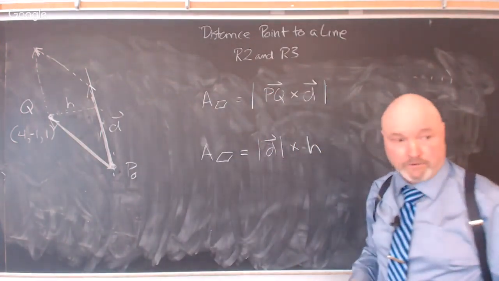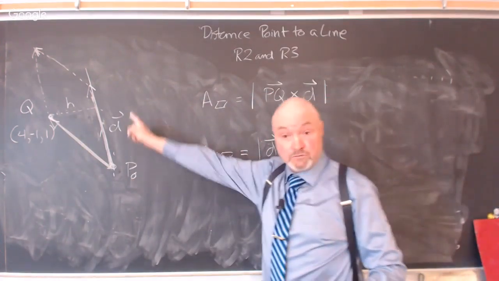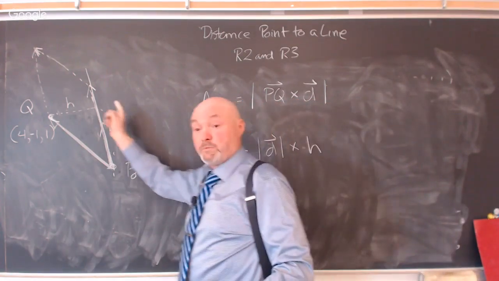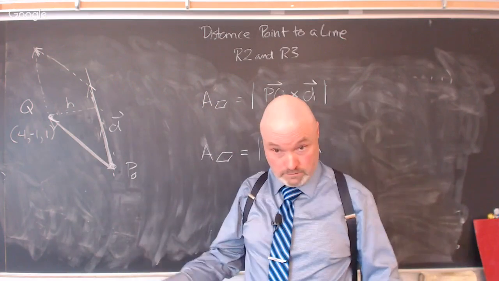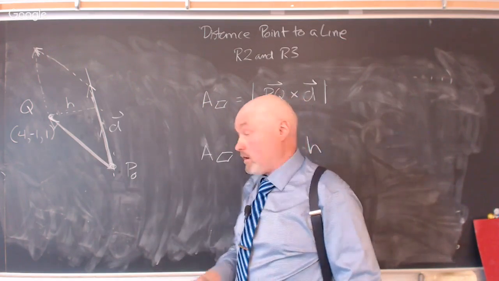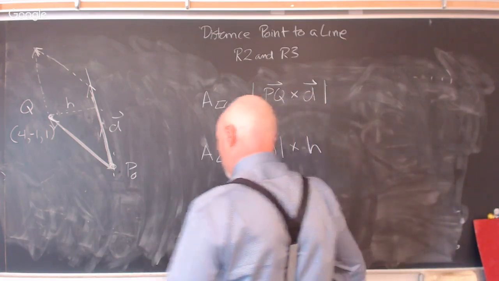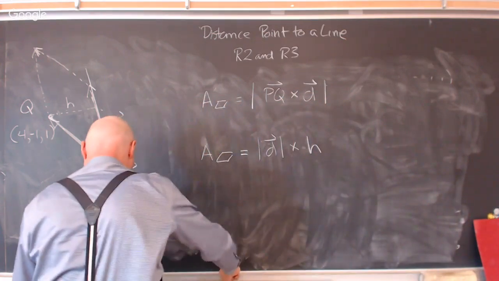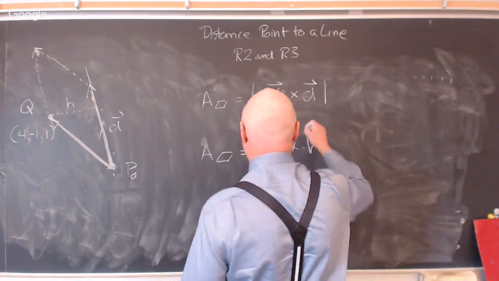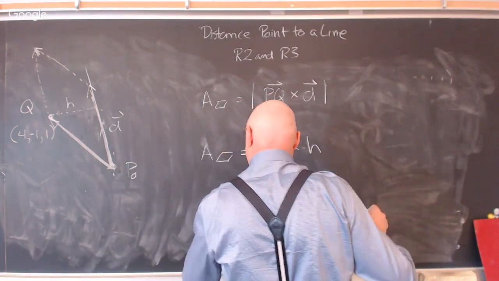So we're just going back to grade 9. It can actually be the magnitude, the length of the base, times the height, which is the perpendicular distance from the line to Q. So we've got two ways that we can calculate the area. All we have to do is plunk it into the two formulas and away we go. Okay, so here we go. PQ.